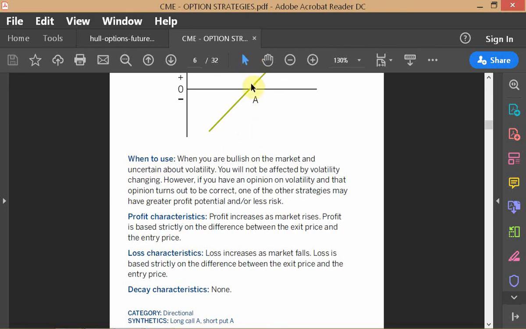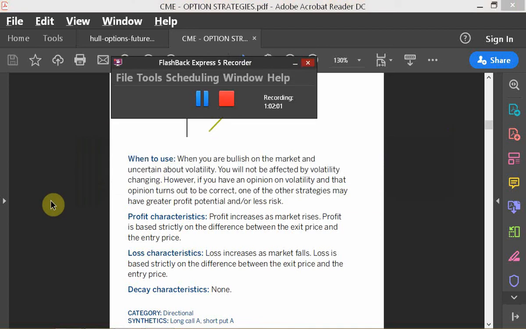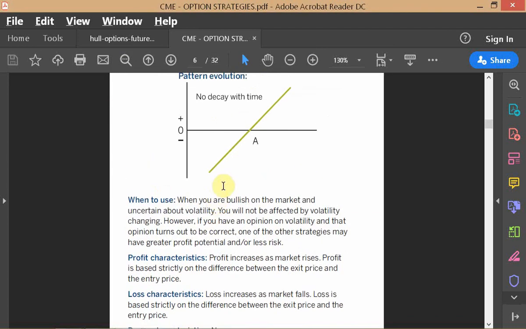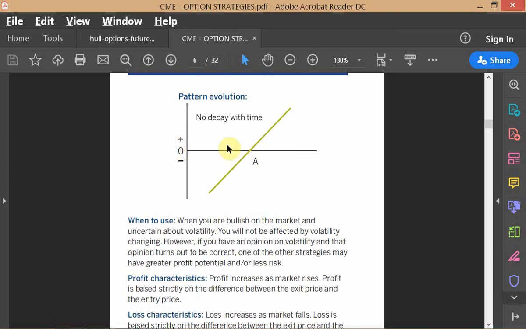Now these guys have not recreated the synthetic position in the Hull book, but in the CME book you can clearly see what is happening. When you go long the call, you have to pay out premium, so that's a debit strategy. Remember we use these terms, debit strategies and credit strategies. The long call part is a debit strategy, but the short put part is a credit strategy. So these two will more or less balance out. It won't be exactly equal, but they'll more or less balance out.